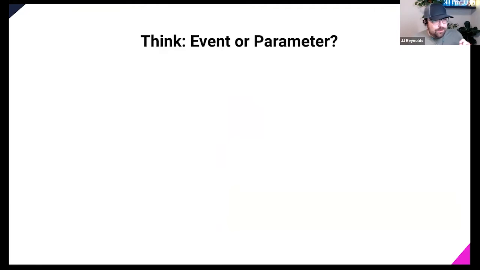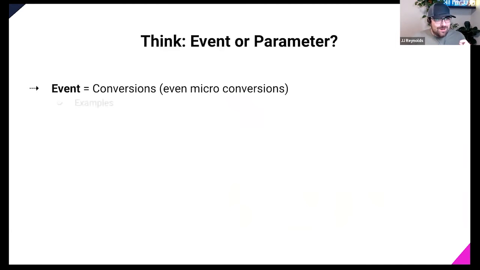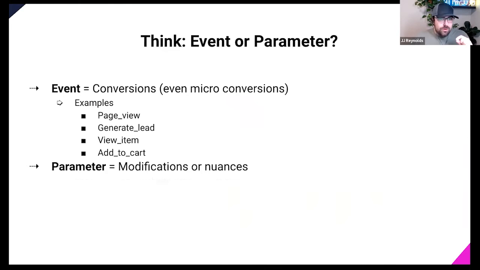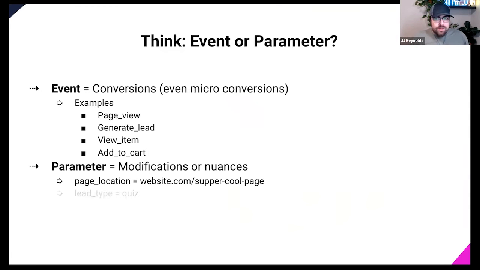So think event or parameter: event equals micro conversions. Okay, here we go. We're going through the same thing. I know you're like, oh my goodness, we already saw this. It's really, really important. Parameters are modifications or nuances. And we just saw that in application. The event names were the micro conversions, the steps that the person is going through. And then the parameter was the modification, the lead name, where we used fs_name as the actual thing.